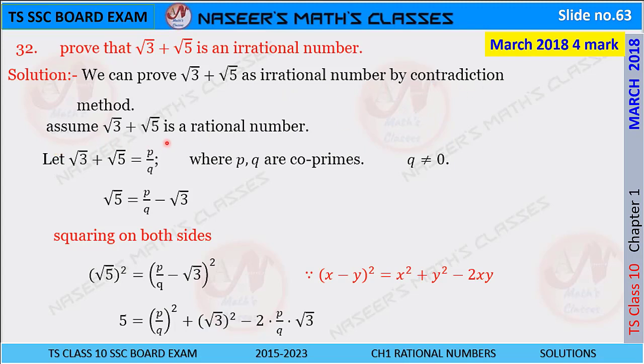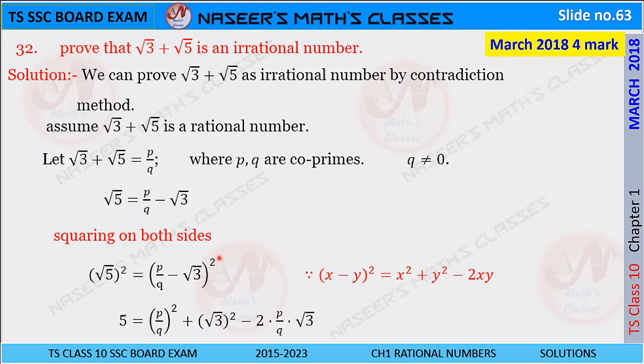Assume root 3 plus root 5 is a rational number. Then we can write root 3 plus root 5 as p by q, where p, q are co-primes. It means p, q do not have factors other than 1, and here q should not be equal to 0. Next we transpose root 3 from LHS to RHS. Then we can write root 5 is equal to p by q minus root 3.